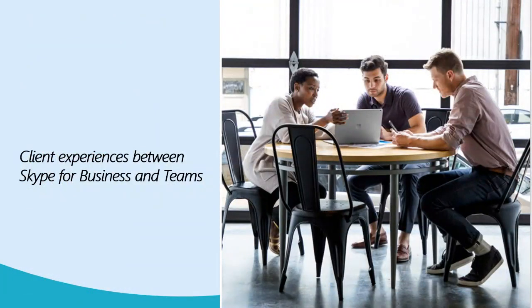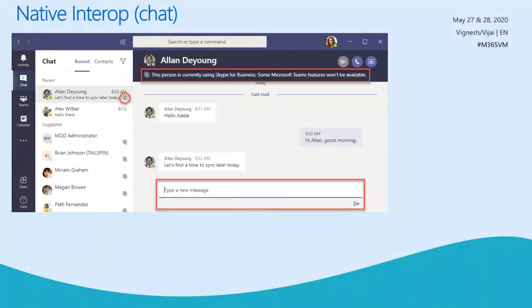So we'll see some client experience between Skype for Business and Teams, basically the interoperability features. If you see here, you can see some highlighted things in red color. This person is currently using Skype for Business. Some Microsoft Teams features won't be available. Consider a case: there are a few users who are using Teams only, and there are users who are using Skype, and they have not yet upgraded to Teams only. So in that case, when you're a Teams user trying to reach out to the Skype user, this is what you will be seeing. These notifications you will be seeing.